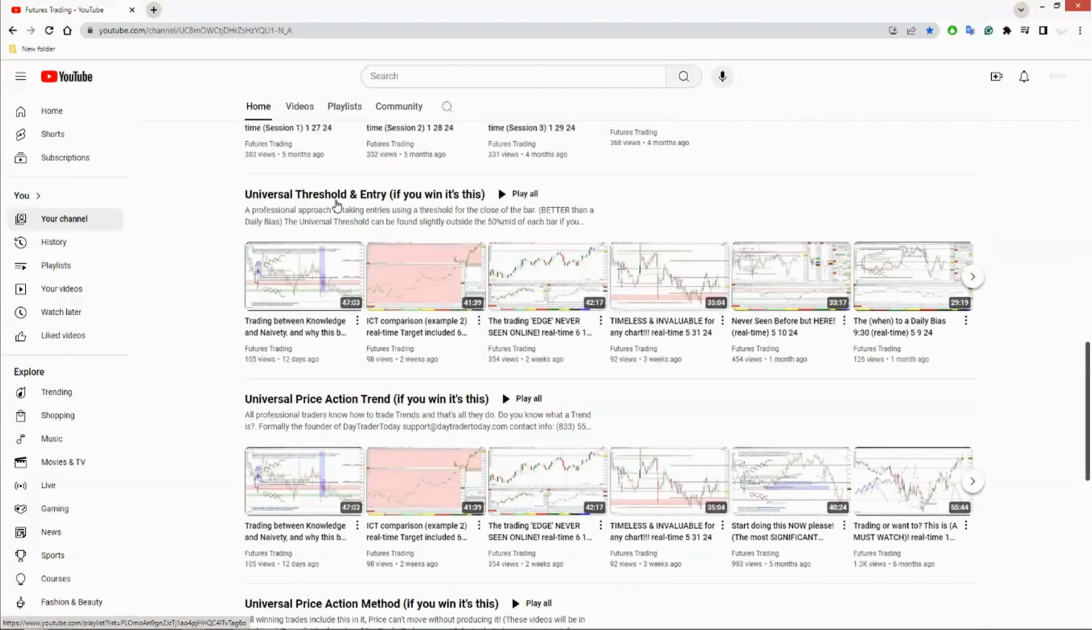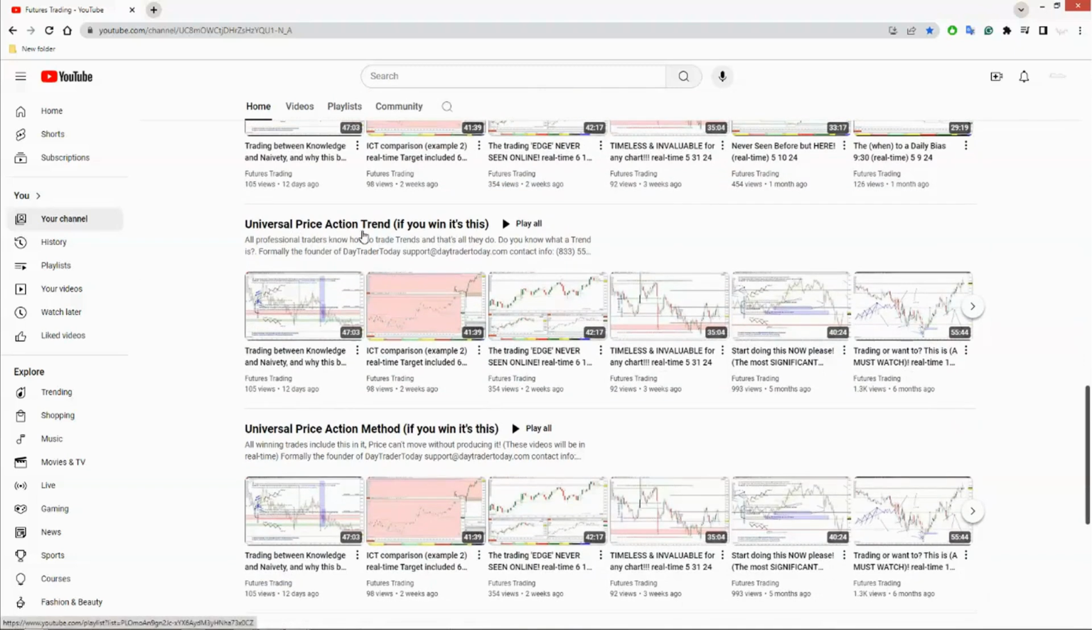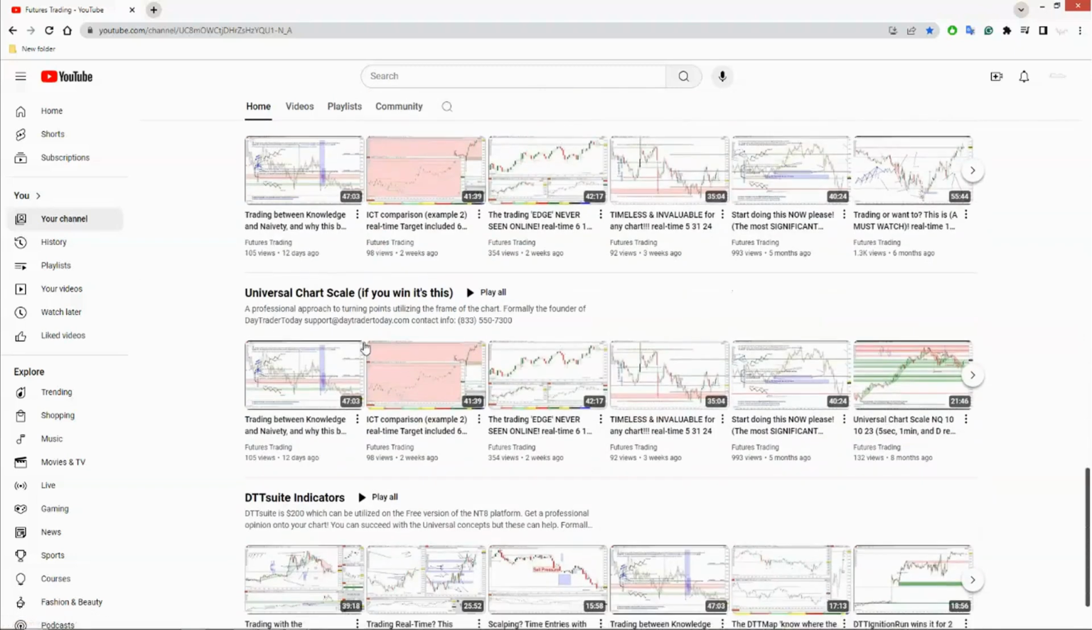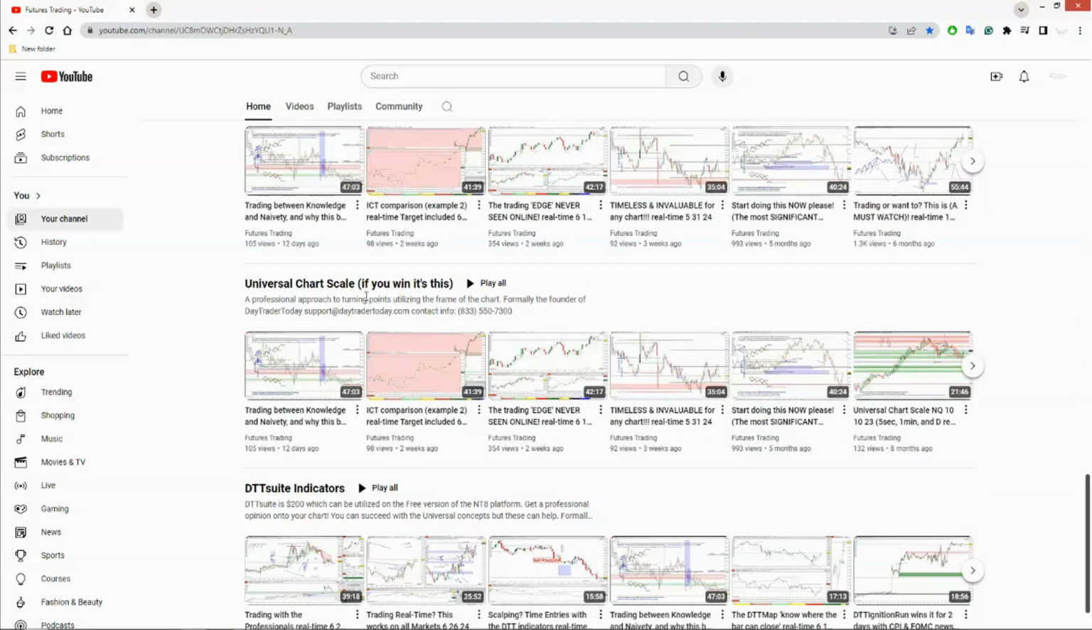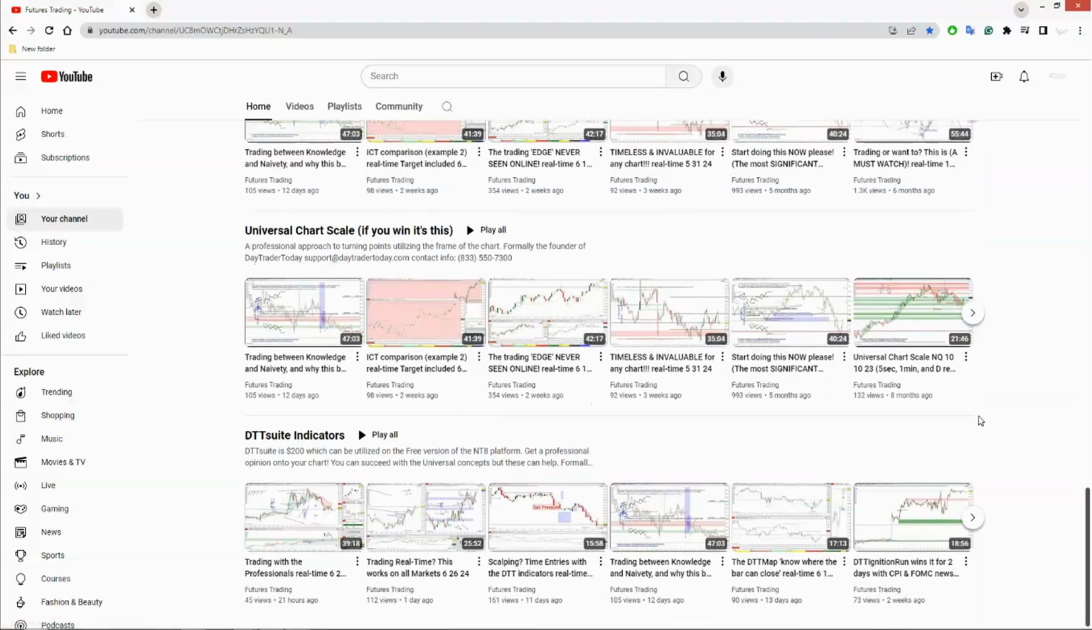All right, so that's that threshold. We talked about it. We talked about that trend. We talked about the price action method and that chart scale. The universal close, and that's dealing with where the bar will close. I will not teach that online. I won't. I can't do that. But it's really simple. It's not complicated. The suite of indicators.